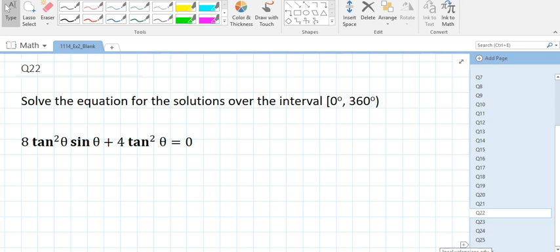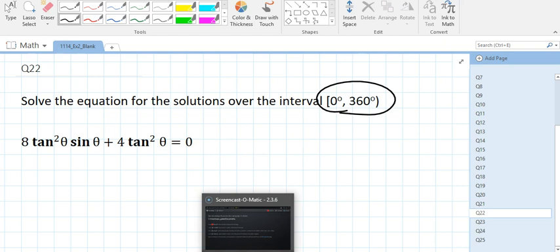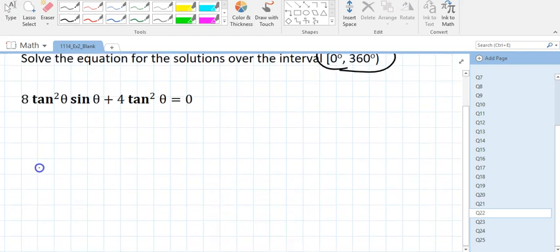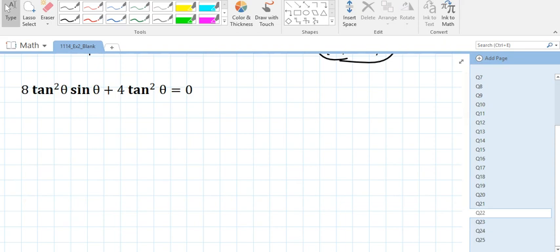So then we got this. Notice our interval, a little different. Our interval's from 0 to 360 degrees. So that means our answers need to be in degrees. Good. All right, so what are we going to do?